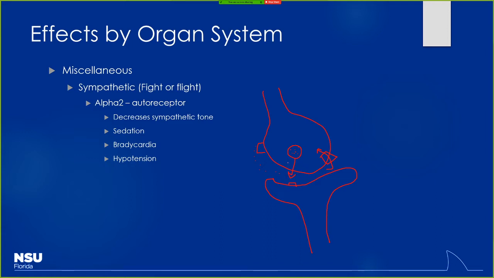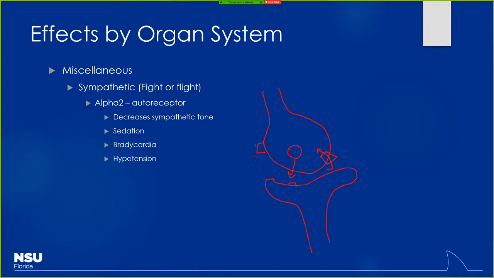So it's kind of like when you're thinking about thyroid hormone, right? If you have enough T3 and T4 floating around, it's going to feed back onto the hypothalamus and say, hey, we don't need to produce any more TSH here. We're good. Same thing happens here, but on a very small scale within this nerve.